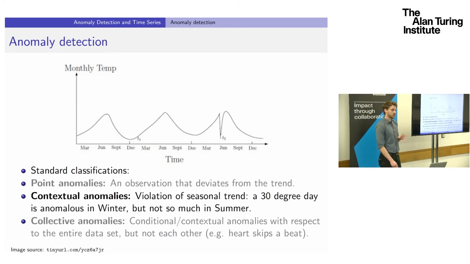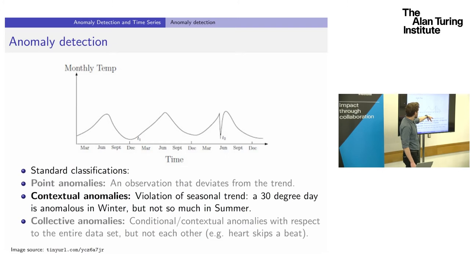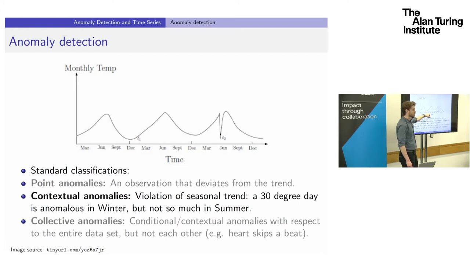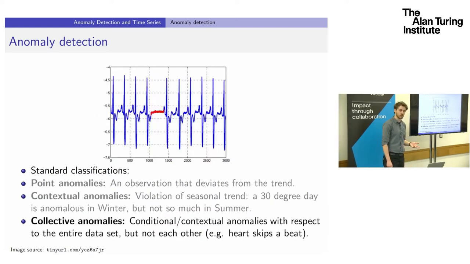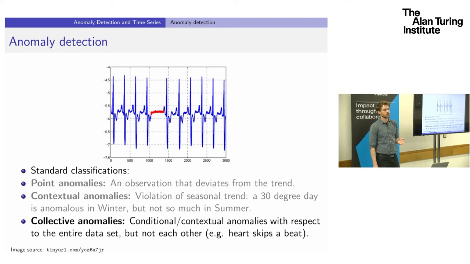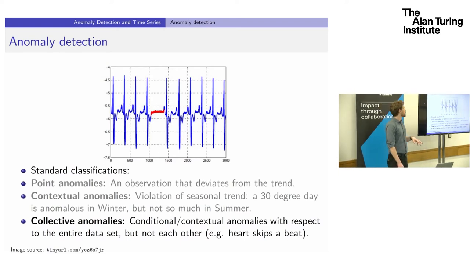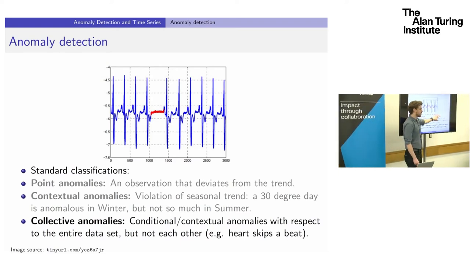We also have contextual anomalies. So in this case, the monthly temperature is shown. And here, although T1 and T2 both have the same value of temperature, in December, a low temperature is okay. In June, this is anomalous. And finally, collective anomalies. Each individual data point is not anomalous on its own, but with reference to the entire data set, we see that this is something odd here. So if this is heartbeat data, we've skipped a beat.